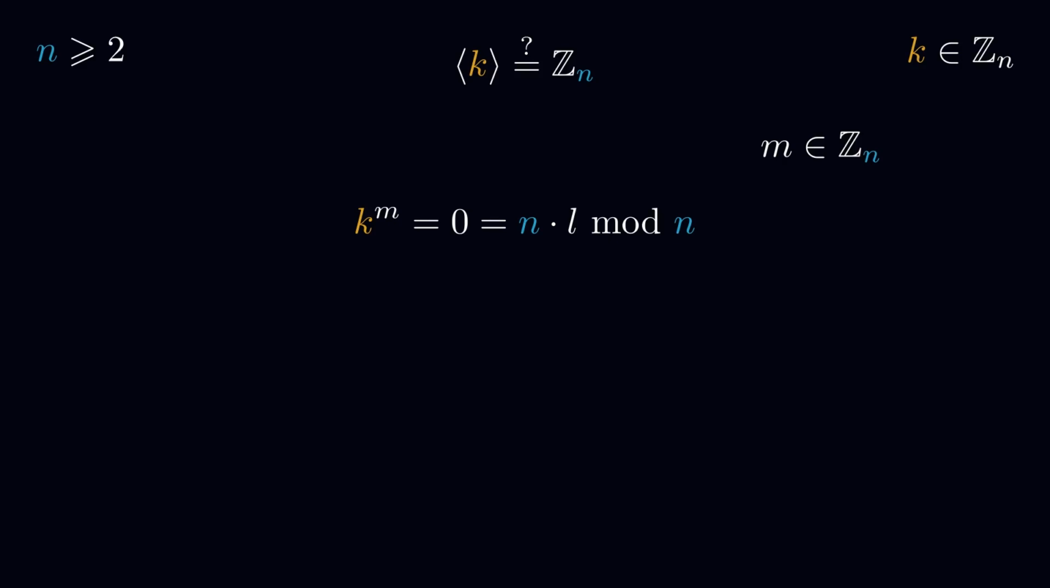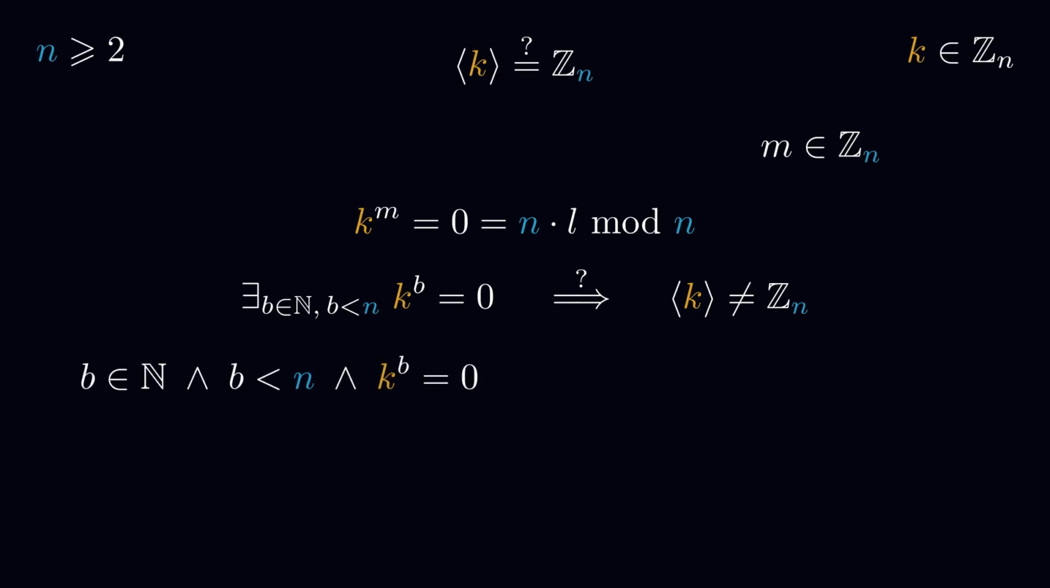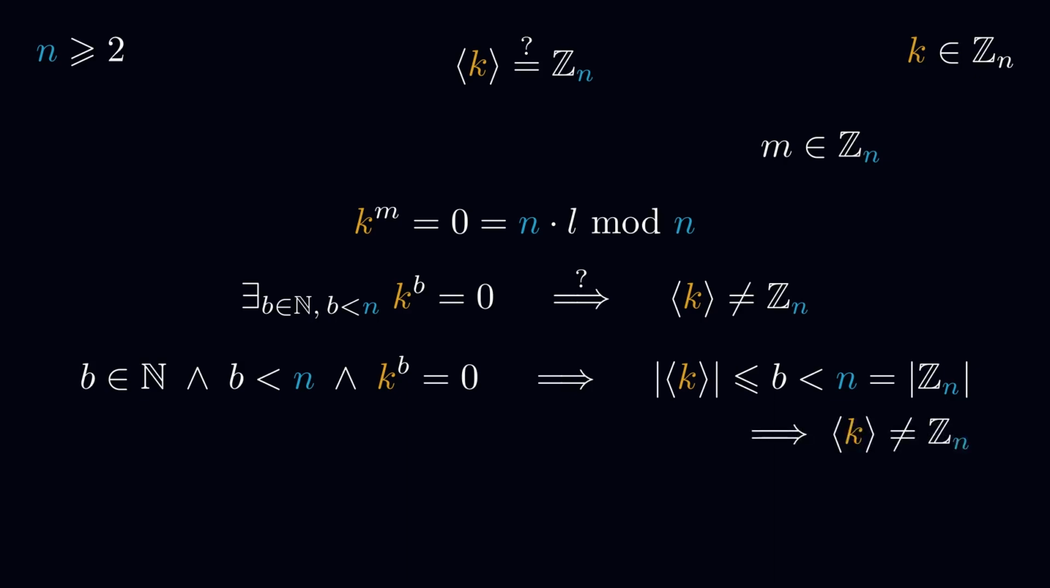We would like to check something. Is it true that if there exists a power b strictly smaller than n, for which k hits 0, then k does not generate Zn? Let's assume the antecedent. It implies that the number of elements in the generated group is smaller than the number of elements in Zn group. Therefore, the generated group cannot be Zn, and k is not a generator.